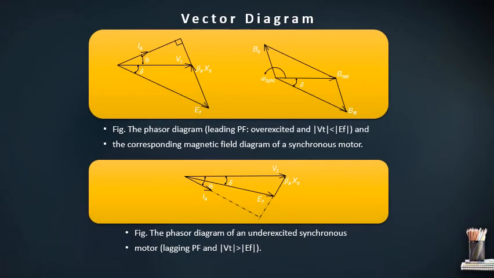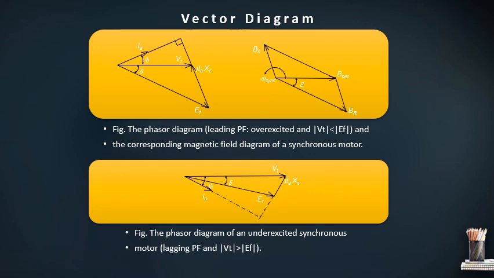So you can see the vector diagrams for the synchronous motor. We consider Vt on the horizontal axis, and current Ia placed leading the voltage Vt by angle theta. After this we can draw the drops Ia times Xs and Ia times Ra. So we finally get the induced EMF EF, and the angle delta is called the load angle. This is the phasor diagram for leading power factor, or overexcited condition. In this condition, Vt is less than EF, and this is the corresponding magnetic field diagram of the synchronous motor.